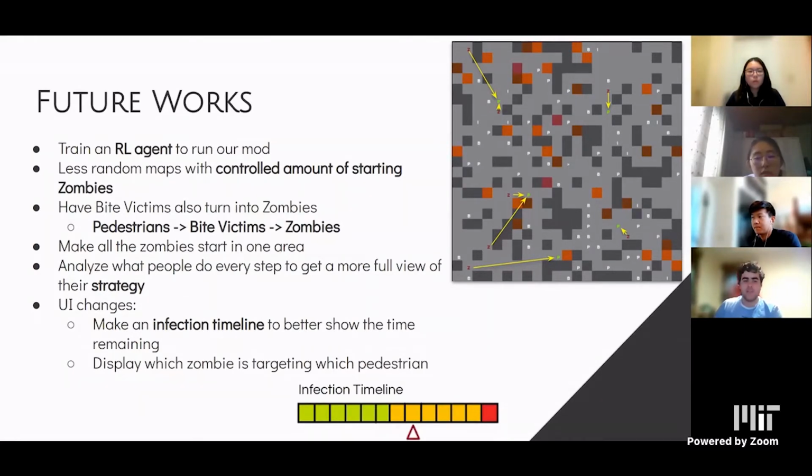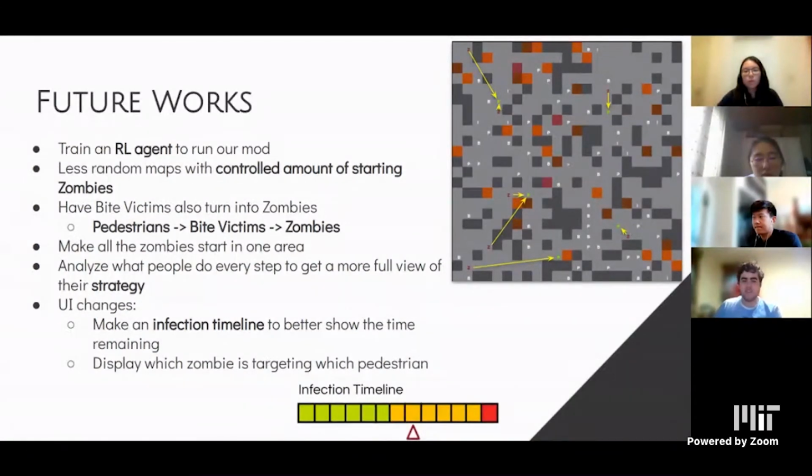And last but not least, we have a couple of UI changes. The first of which is to make an infection timeline, as you see on the bottom, to better show and display the wave and the time remaining until the next infection spread. And it follows the same color pattern where green, you're fine, yellow, it's getting closer to the spread, and red, you have one move until the spread occurs.